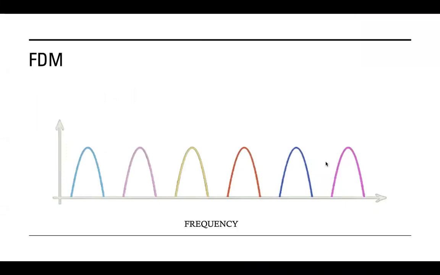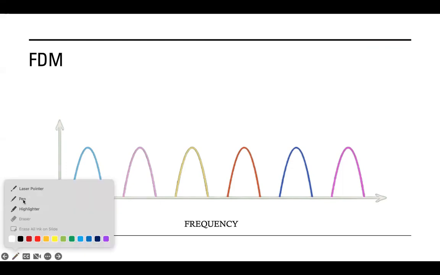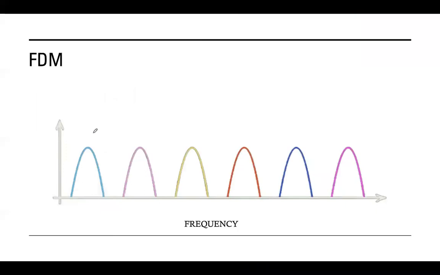In frequency division multiplexing, we transmit different signals at different frequencies over the same channel. Since they are of different frequencies, they do not mingle with each other, hence we avoid interference.